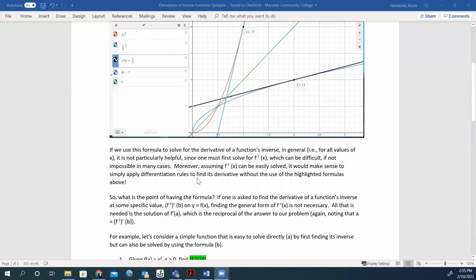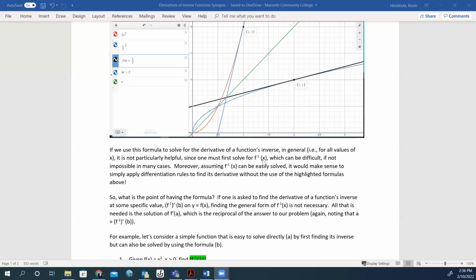So when would we use this? I would say, in this note that I make, in general, we're not going to use it for all situations. What I'm saying in this paragraph is that using this formula to find the derivative of an inverse function is probably not going to be that helpful, because the first thing you have to do is find f inverse itself. Well, that can be challenging, if not impossible.